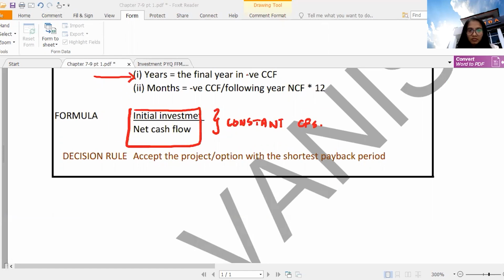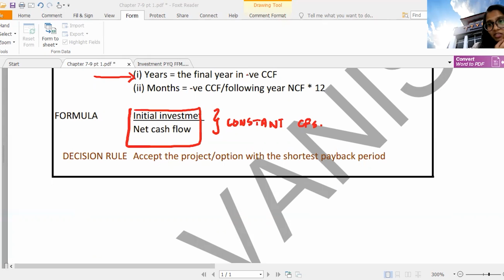Now, when you ignore the cash flow after the payback period, you're actually ignoring potential cash flows that can be generated after the payback period. So sometimes even though you may reject a project because the payback period is longer, you never know that the cash flow that you earn after the payback period might actually be substantially higher than the cash flow that you earn before or during the project payback period. All right.